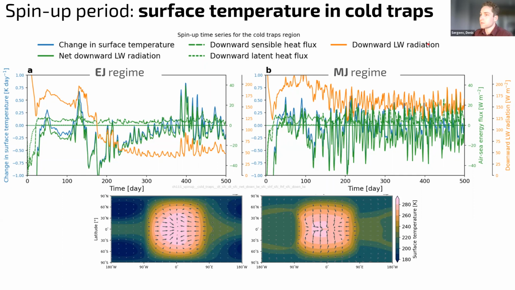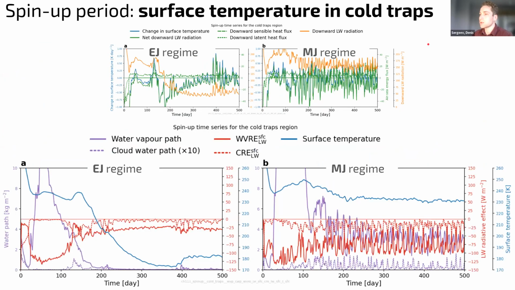So then I explored this further, and this is the same plot. And then at the bottom, I plotted the spin-up time series for the same cold trap regions, and I looked at the surface temperature itself. So this is the time series of the surface temperature shown in blue. You can clearly see the significant drop in the values from around 240 to about 180 or as low as 170 in the EG regime.